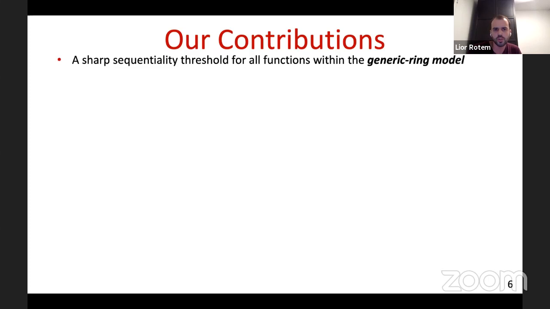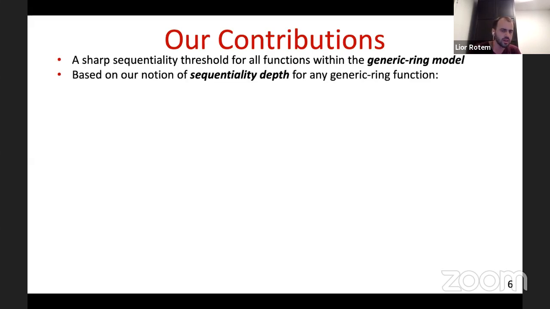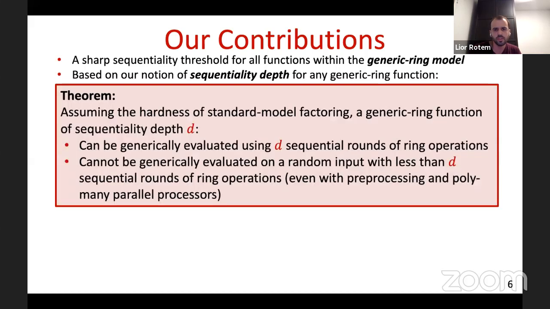We present a sharp sequentiality threshold that applies for all functions within the generic ring model. Roughly speaking, this model captures functions and more generally algorithms that deal with ring elements, but without exploiting their underlying representation. And more concretely, what we do is we put forth a new notion of sequentiality depth for such functions. And we prove that this notion indeed serves as a sharp threshold on the number of sequential ring operations required in order to compute the function.